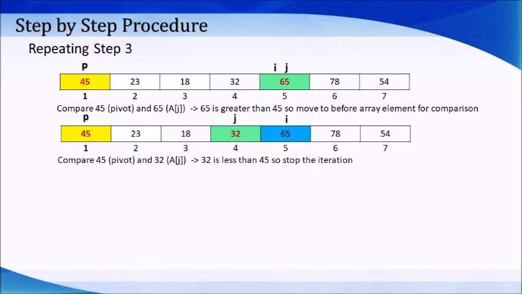Then we'll continue with the j iterator. In the fourth step, the j iterator stopped at 65. So compare 65 and 45. 65 is greater than 45, so now you need to move the j iterator towards the previous element. j is pointing to 32. 32 is less than 45. Therefore, we need to stop the j iterator.